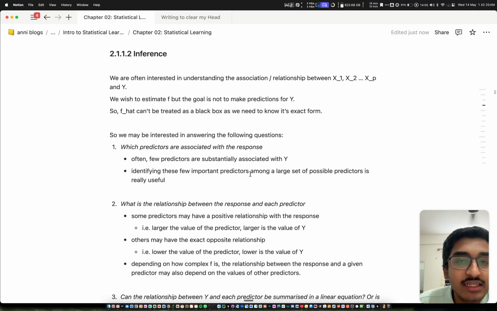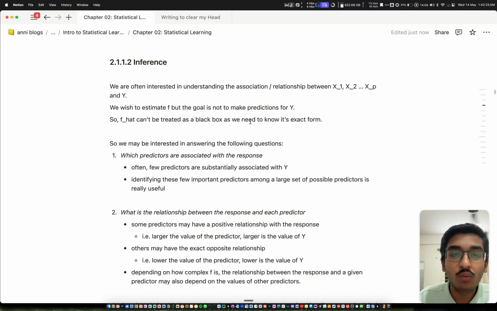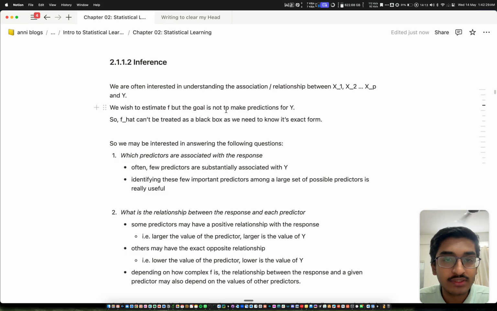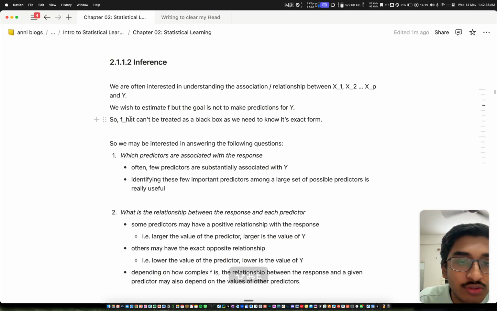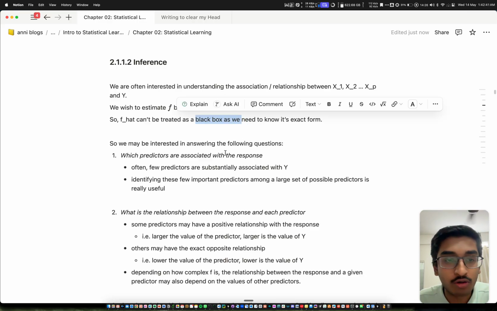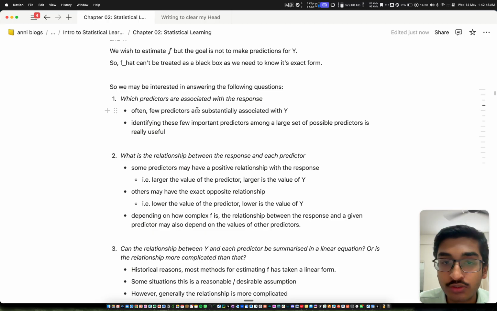Then inference arrives, and inference is essentially where you actually care about the algorithm that's being used to predict the target variable. We wish to estimate f, but the goal is not to make predictions for y. So we cannot treat it as a black box, right? We need to know its exact form. It's useful to answer the following questions, like which predictors are associated with the response.